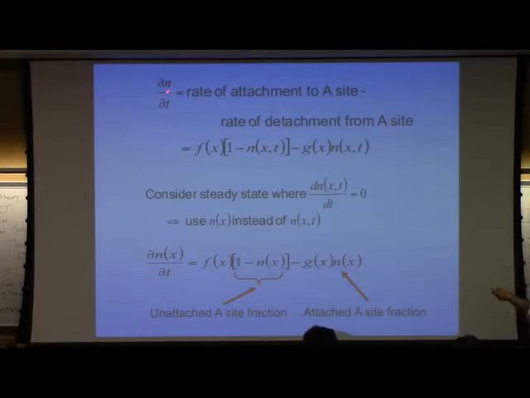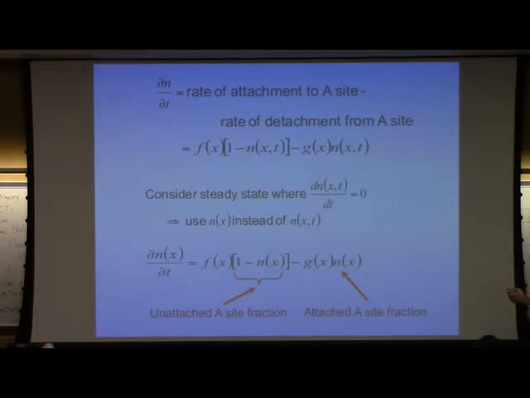Now, what's the partial dn dt? Well, that's the rate of attachment to an A site minus the rate of detachment. So if you look at this, the detached fraction is actually 1 minus n. This is the same way that you had channels opening and closing. You had to figure out the open probability, the closed probability, and one is 1 minus the other. So this is the attachment rate times the detached fraction minus the detachment rate times the attached fraction.